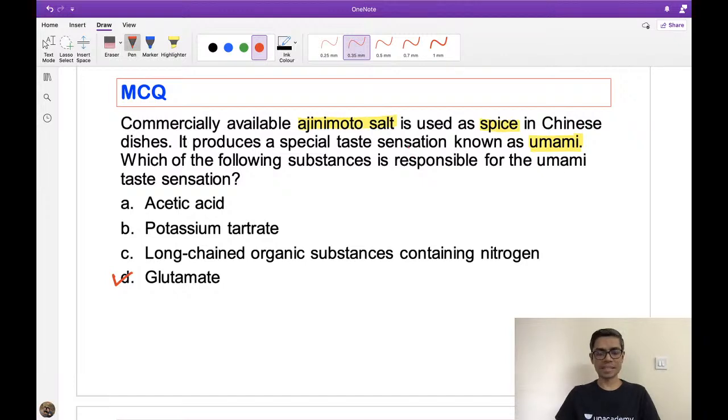Excellent answer. So you know that there are 5 primary tastes. Among these 5 primary tastes, umami is one of them. Okay. Now listen. Umami is one of the primary tastes.